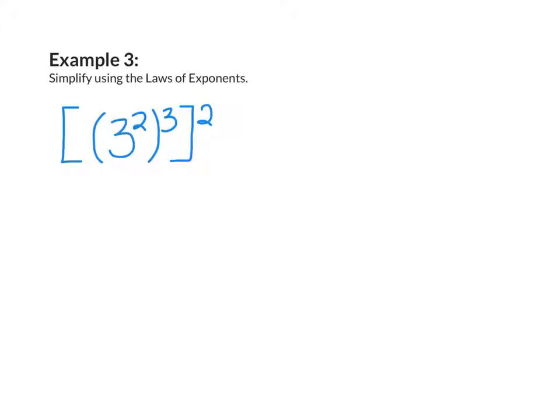Example 3. Simplify using the laws of exponents. I have brackets. Brackets work the same way as parentheses. So I have 3 to the power of 2 raised to the power of 3 raised to the power of 2. So I'm going to start from the inside and work my way out. 3 times 2 gives me 6. So I have 3 to the power of 6 raised to the power of 2. Now I'm going to multiply my 6 and the 2, and that gives me 12. So my answer is 3 to the power of 12.